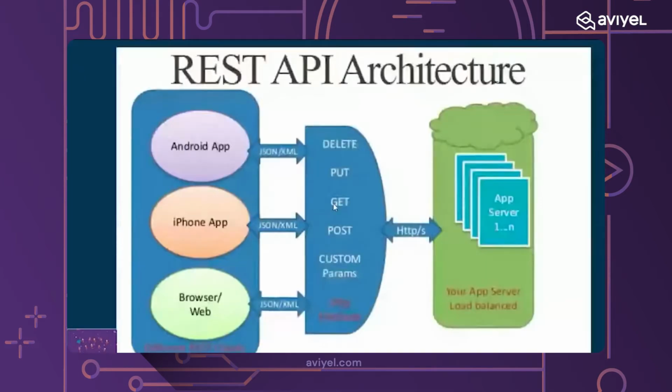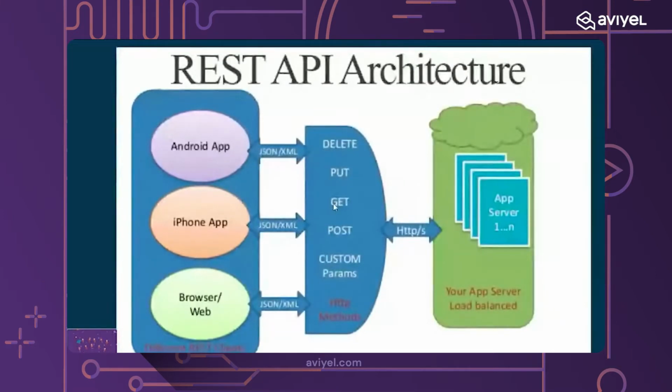And that is looking at the REST API architecture. So this is basically what is going on in a full stack application. When I mean a full stack application, I mean the combination of the front end and the back end. As you can see here, we have different REST clients. We have the Android app, we have the iPhone app, we have the browser, and we have the web.